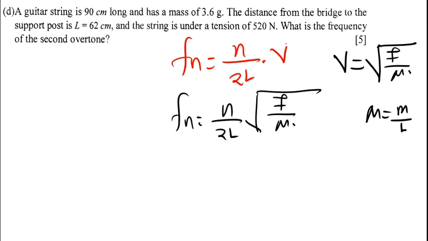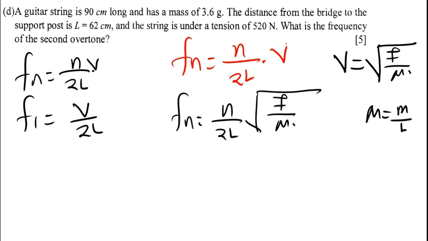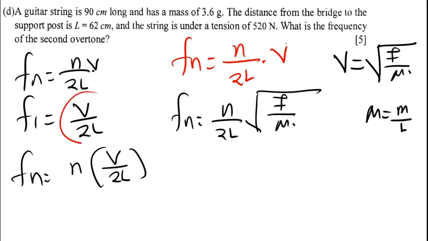In a case where you have been given the first fundamental frequency, before I go any further, we are saying Fn is equal to n over 2L times V on top there. If n is equal to 1, what we need to understand is that we'll have 1 times V is V over 2L. Meaning that I can write this as n open brackets V over 2L. I know that V over 2L is the first fundamental frequency.